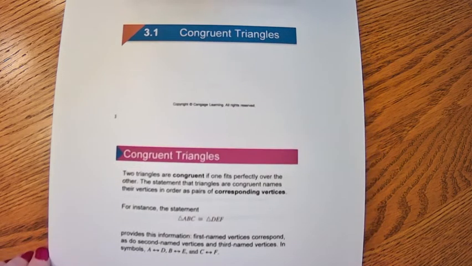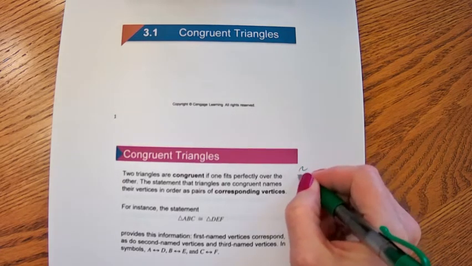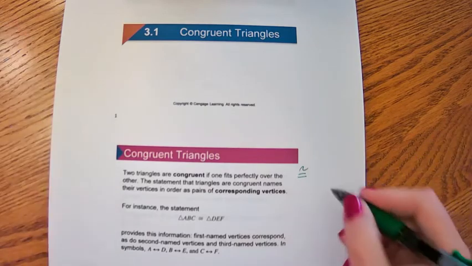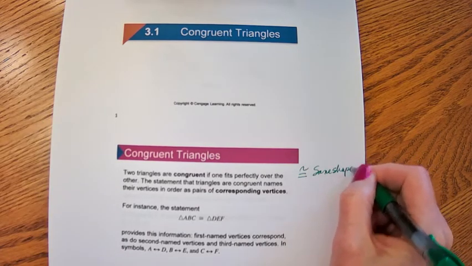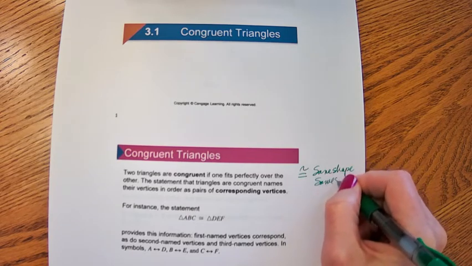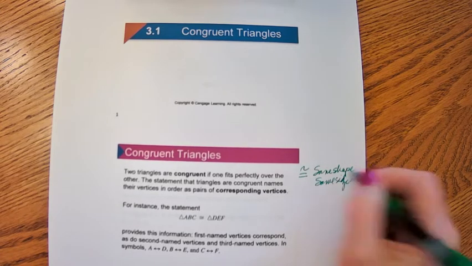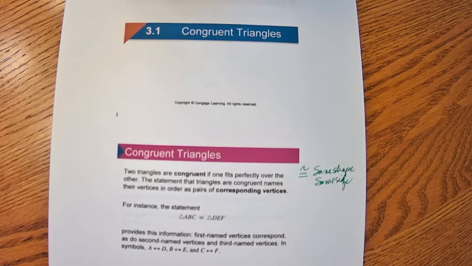So now in Chapter 3, starting in Section 3.1, we'll talk about congruent triangles. Congruent, which has this symbol, means the same shape and the same size. Congruent means same shape and same size. So triangles are congruent if you were to fit one right on top of the other, they would match perfectly.